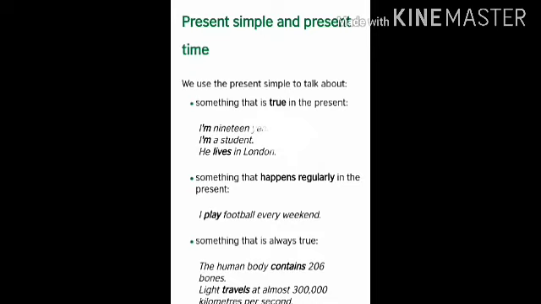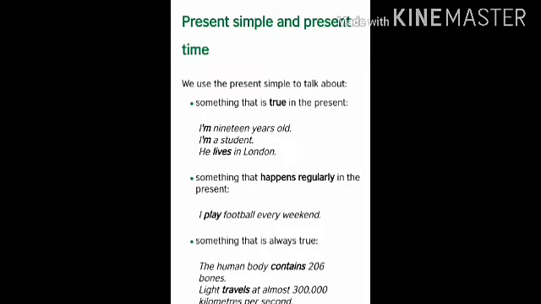Students, every time we need to begin with examples. I am 19. I am a student. He lives in London. So first of all, simple present tense is used to talk about something that is true at present. This road leads to Mumbai. This road leads to Delhi. My house faces east. All these are present true situations.